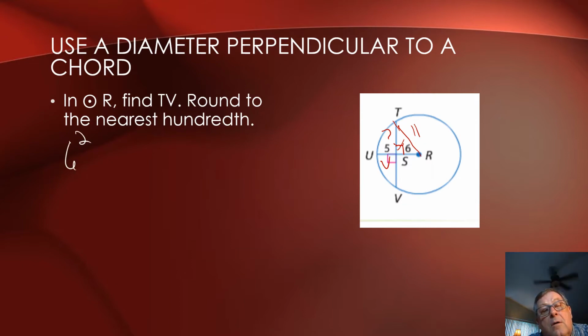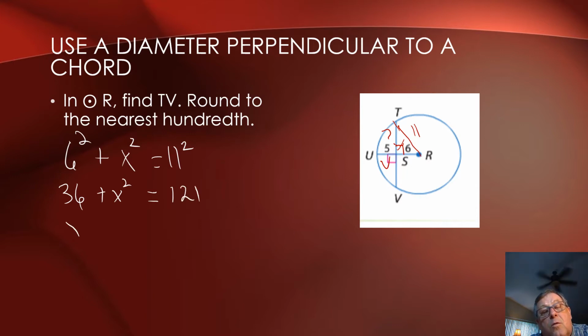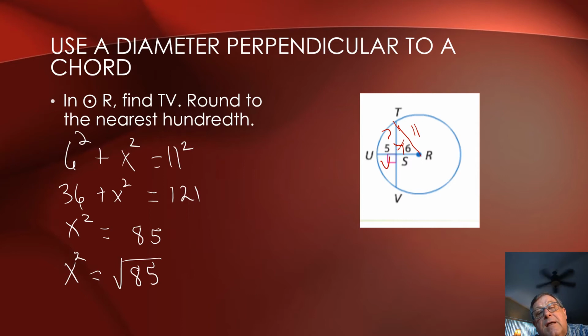So we can say 6 squared plus, let's call TS x, so x squared, equals 11 squared. 6 squared is 36, plus x squared, and 11 squared is 121. We subtract 36 from both sides, so x squared equals 121 minus 36, which is 85. Then if we take the square root of both sides, x is equal to the square root of 85. So x is equal to segment TS.